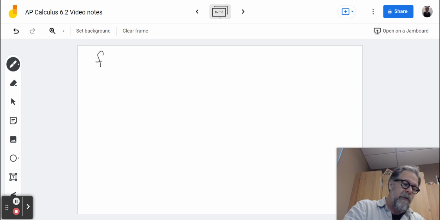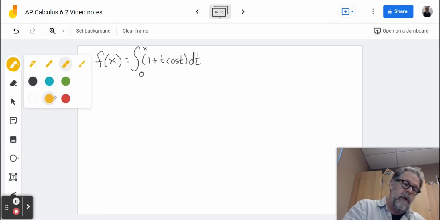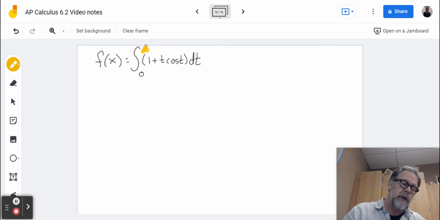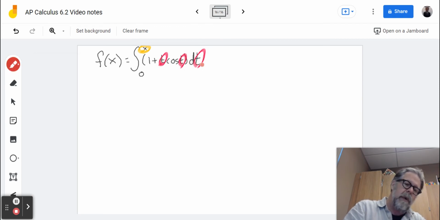So I've got f of x, an accumulator function, which is the integral from 0 to x of 1 plus t cosine of t dt. Now, we need to notice a couple things here. First of all, you'll notice that this is 0 to x because you're going to sum, wow, that just completely obscured my letter, which I wasn't expecting. You're going from 0 to some place x. And because of that, we have to have a different variable here.